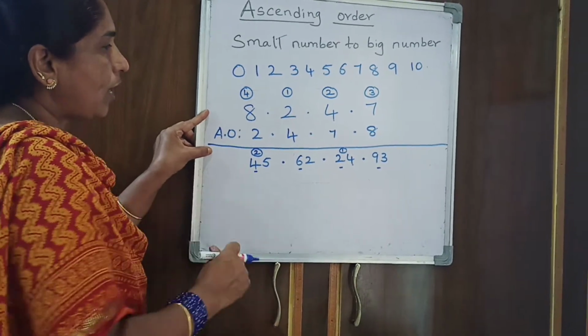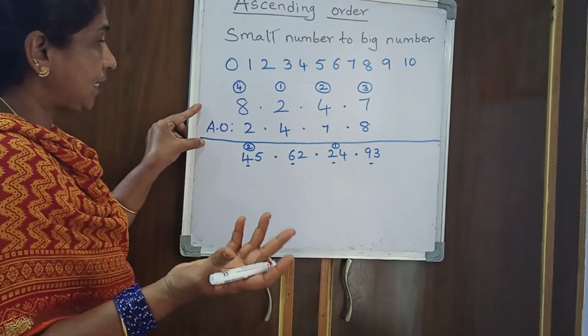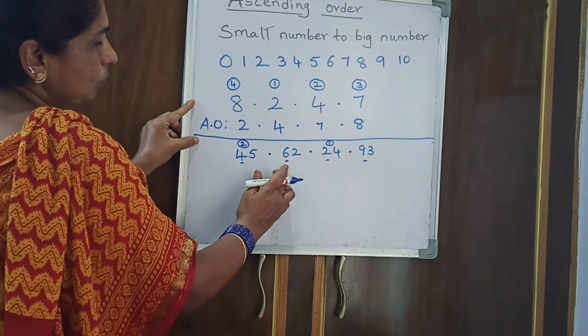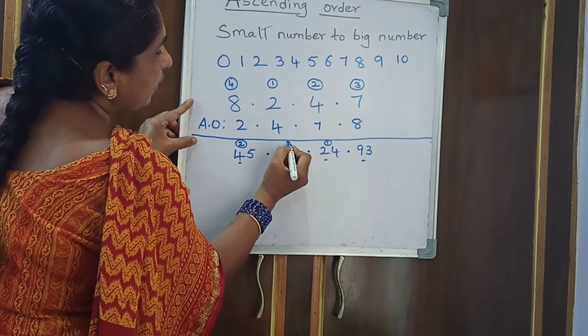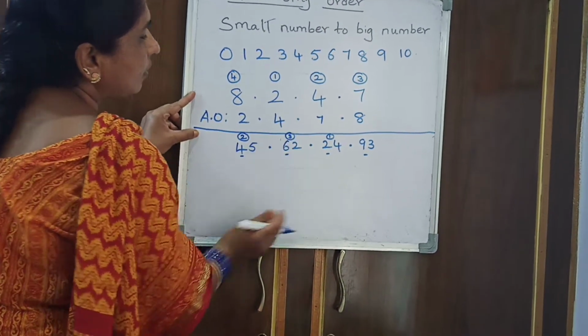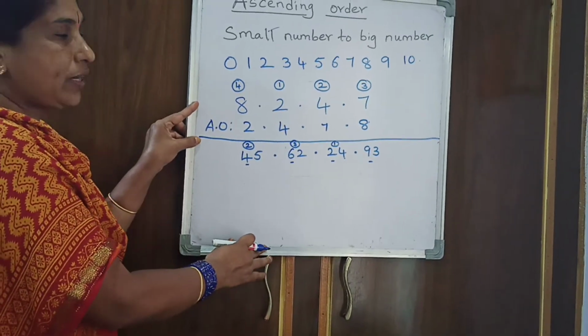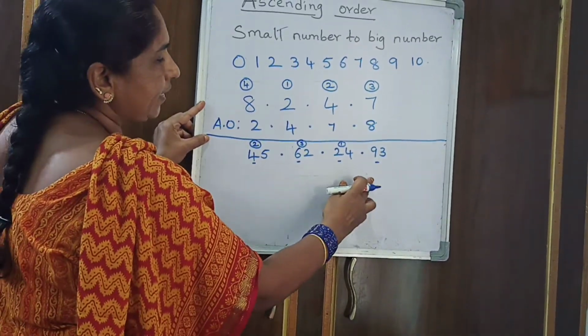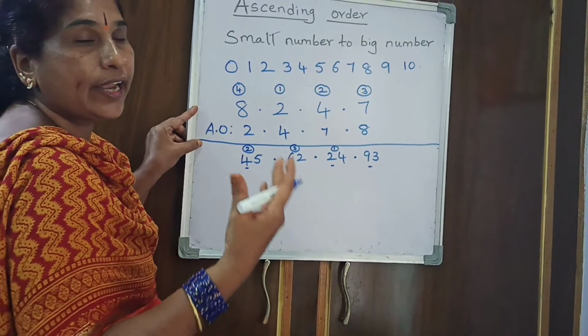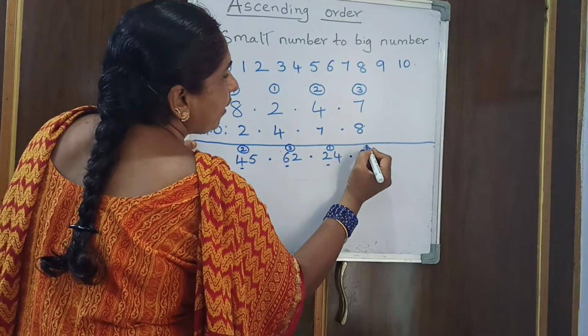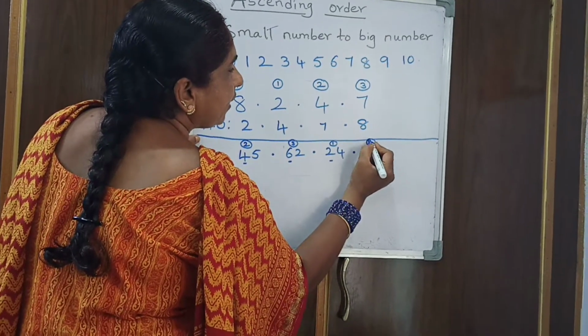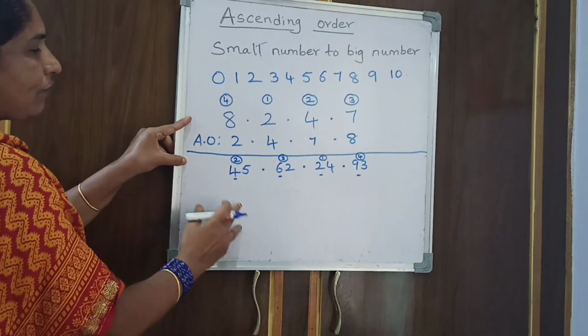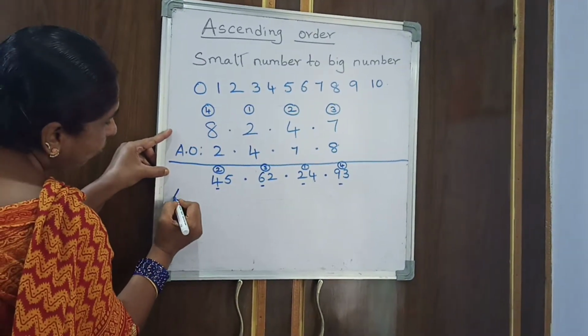Now 4. 4 after 5, 6. 6 is the next smallest number. So write 3 on the top of the number. Is it clear, children? And the last remaining is 9. 6 after 7, 8, 9. So 9. Here write 4 and then circle here.